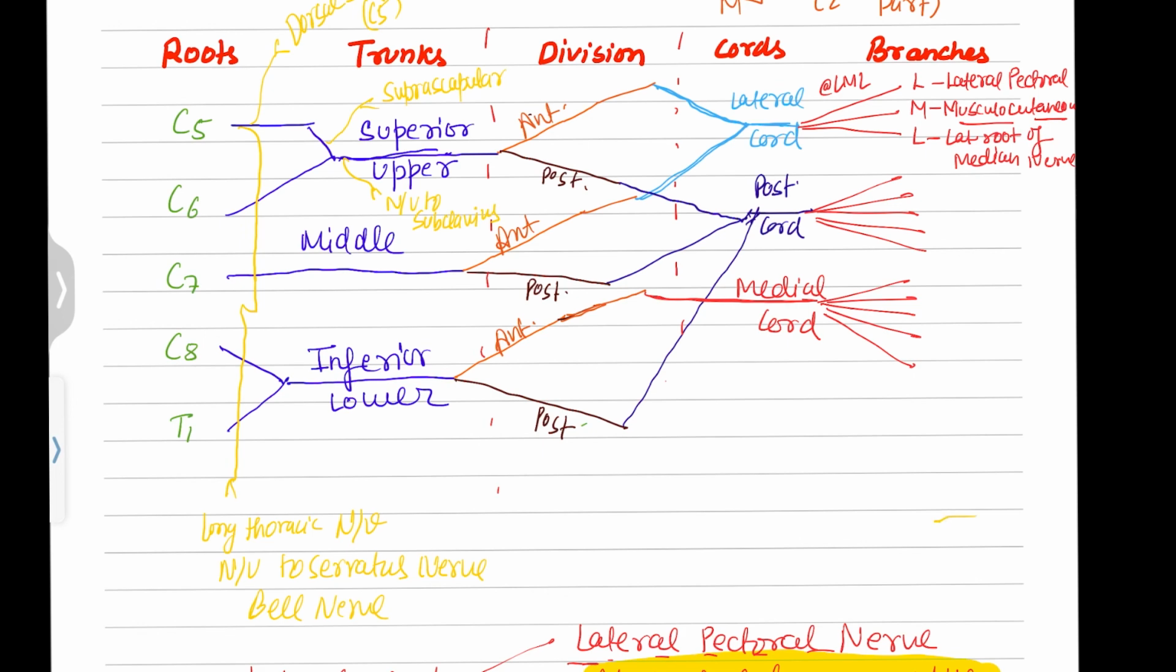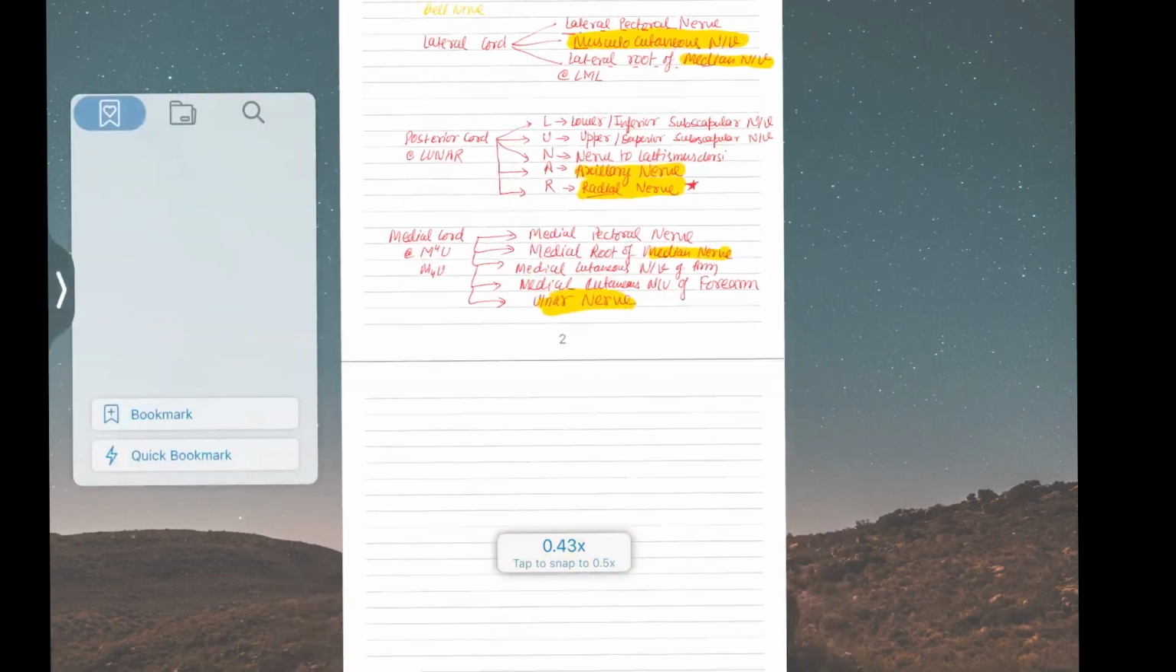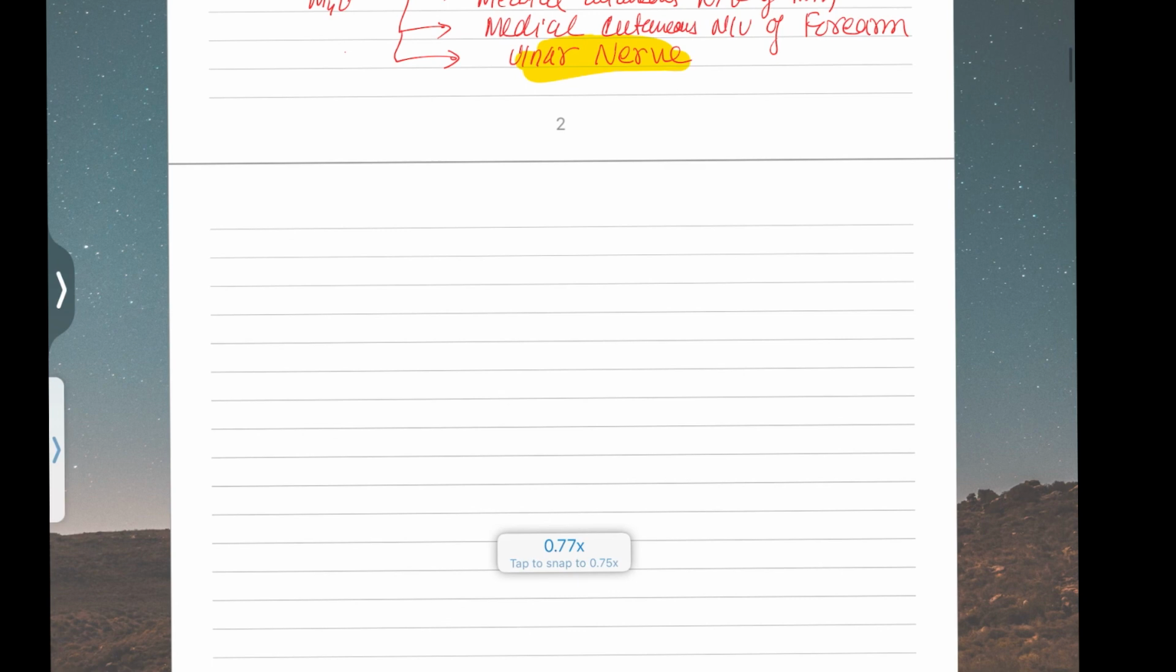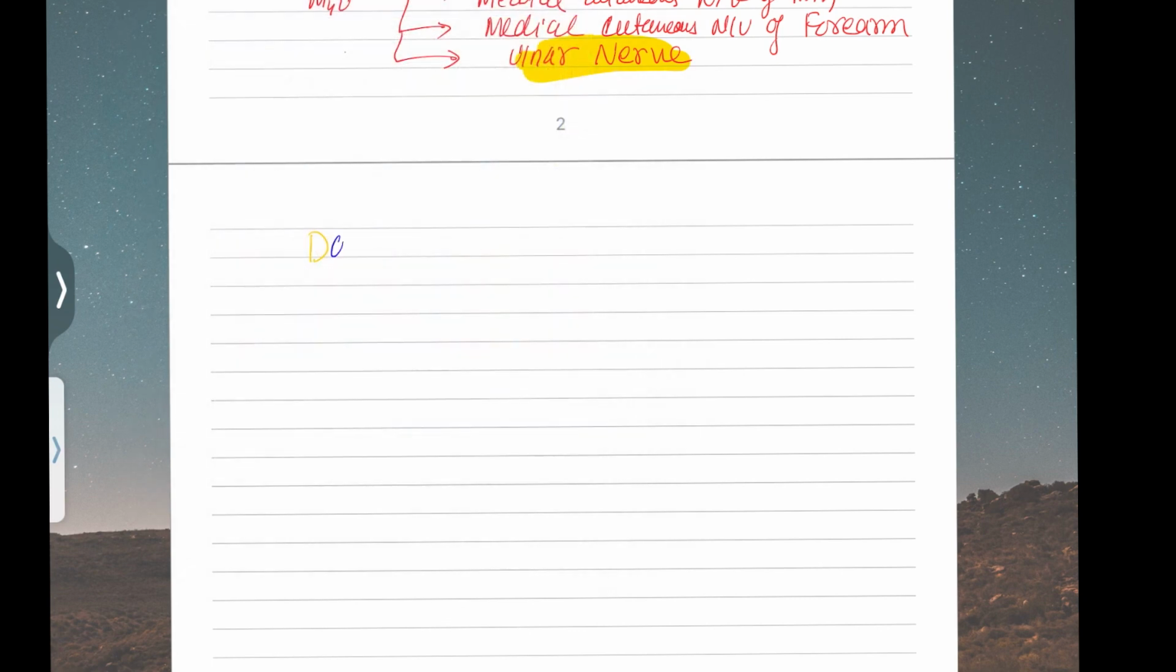Okay, so first let us start with the dorsal scapular nerve. Let me just write it somewhere so it would be easy for you. The first one is going to be the dorsal scapular nerve. It is going to supply the rhomboid major and rhomboid minor.